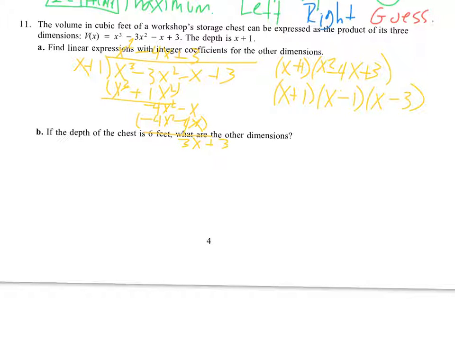What are the other dimensions? So we said the depth was x plus 1 is equal to 6. That means that x is equal to 5. The other dimensions are 5 minus 1 is 4, and 5 minus 3 is 2.